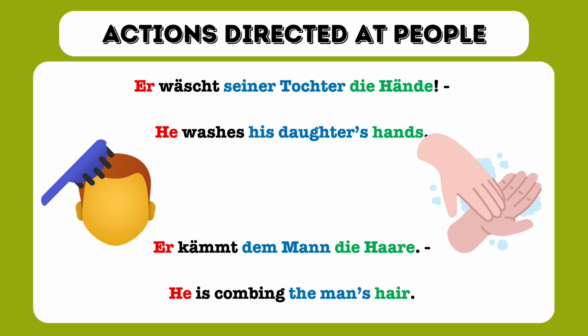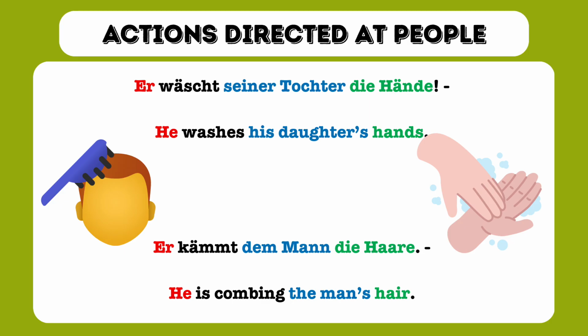Wäscht seiner Tochter die Hände, he washes his daughter's hands. Here we have die Hände being washed, but they're not his own hands, they are his daughter's hands, so we say seiner Tochter. Again, if you use this reflexively, you would say wäscht sich die Hände. But we're using this with the daughter's hands, so we say seiner Tochter. Again, his daughter is in the dative case. Wäscht seiner Tochter die Hände.